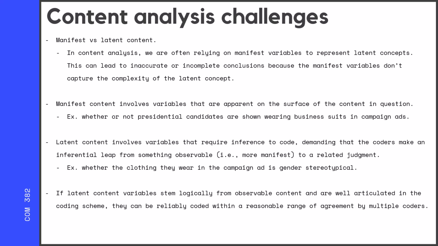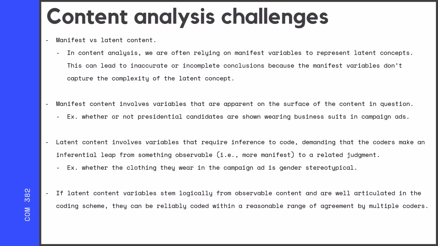Also, manifest content is really surface level. So for example, whether or not presidential candidates are wearing suits in a campaign ad versus wearing jeans and a t-shirt or something. Some people might say, who cares? Latent content involves variables that require really deeper thought to code.